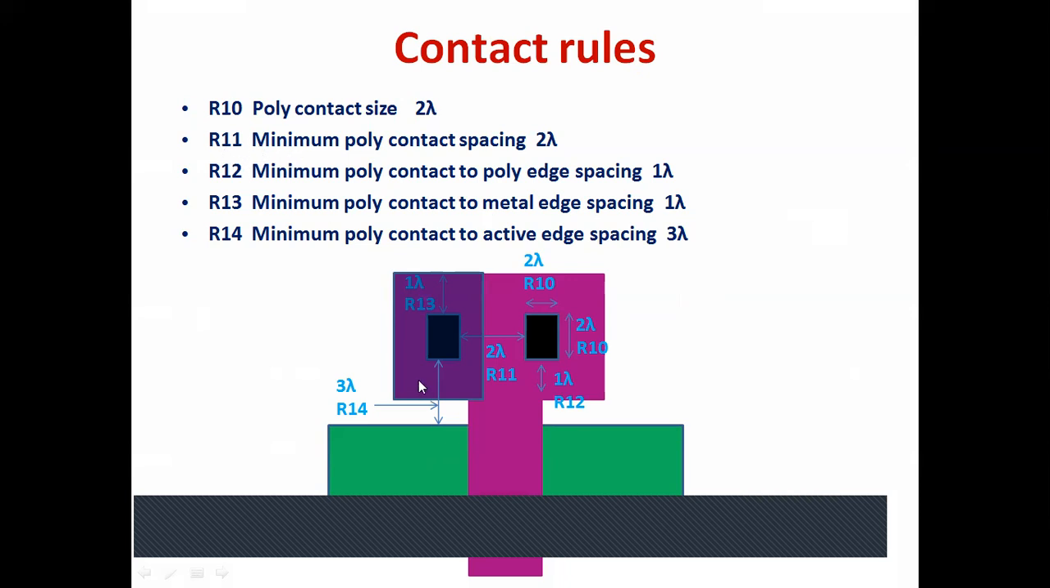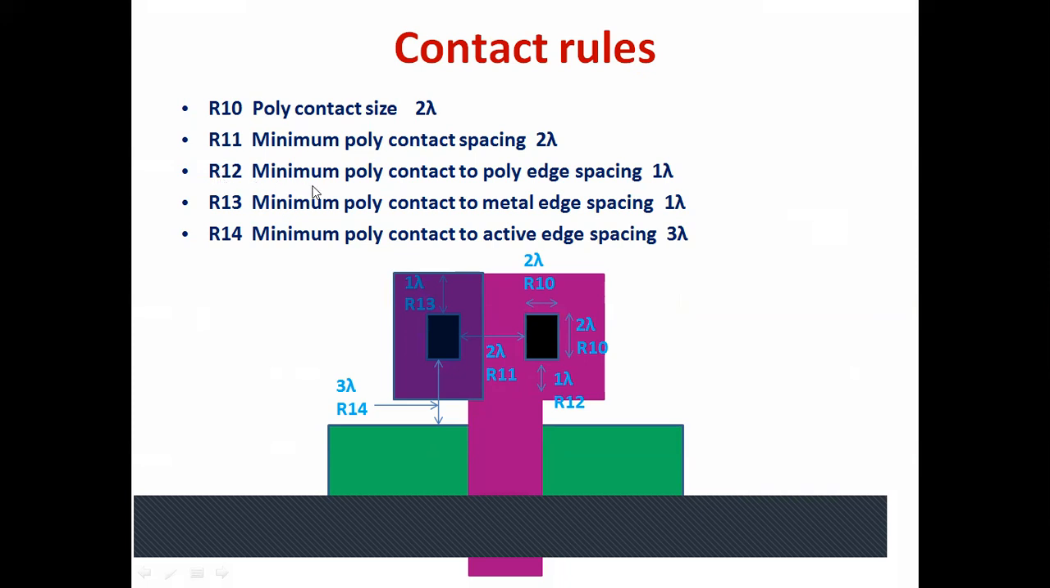Now R11: you can take 2 contacts nearby. So what should be the minimum spacing? If this is one contact and this is another contact, you can see here, the spacing has to be 2 lambda. That is your R11. Here I have mentioned it is R11.